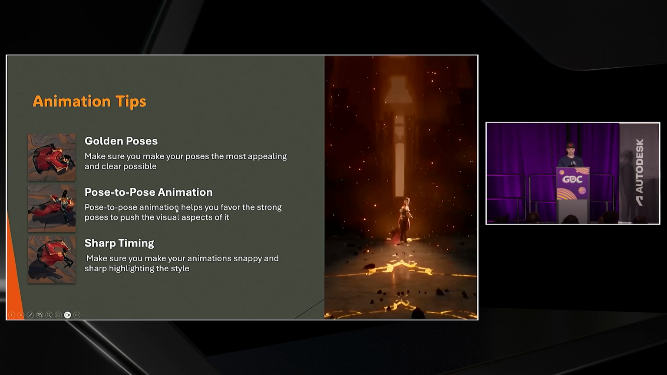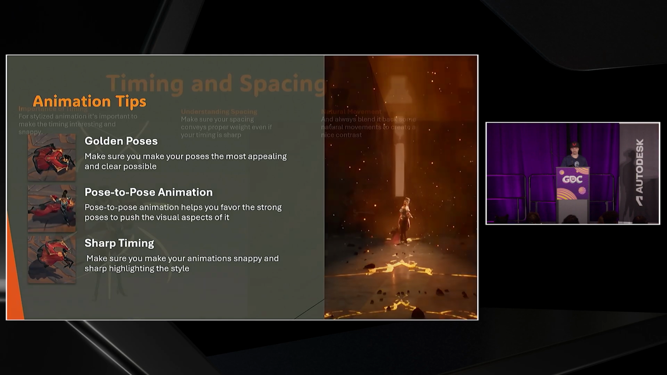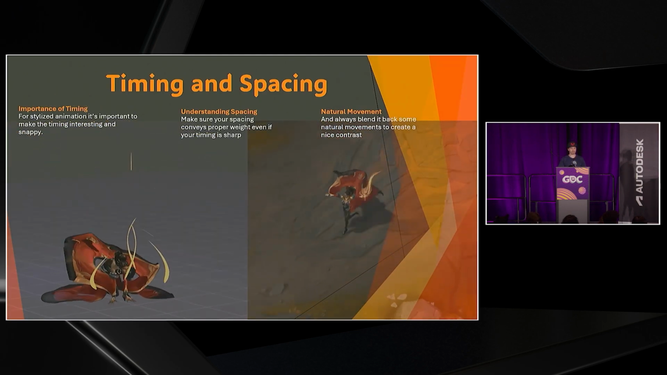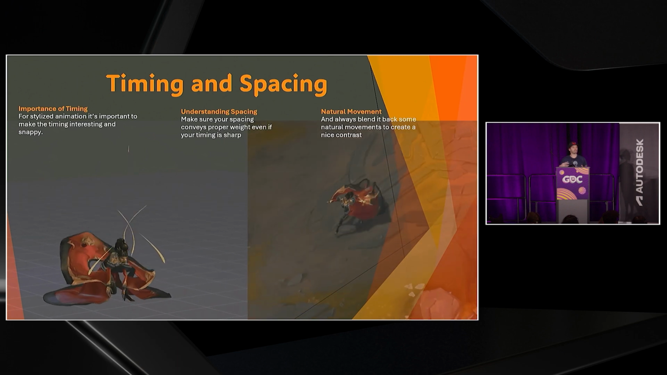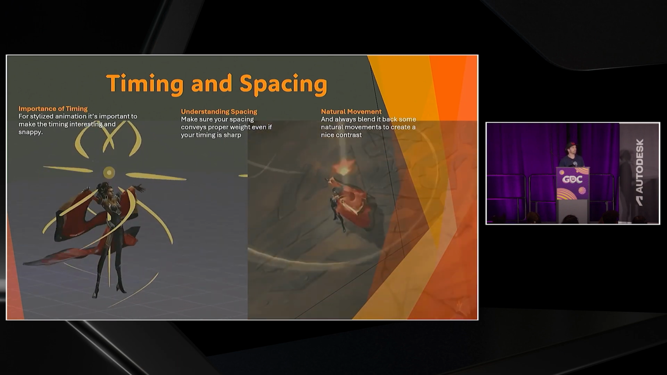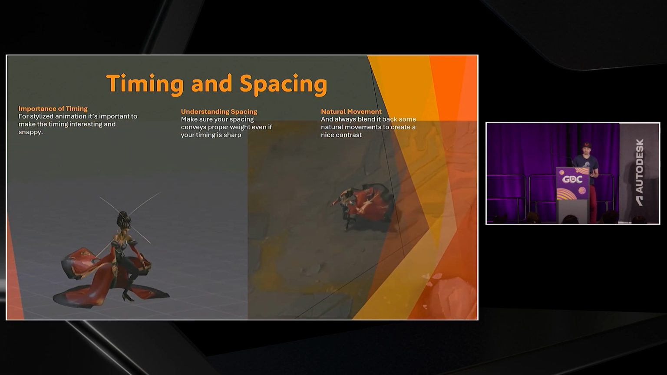And for League of Legends, the timing is very sharp. The animation is very snappy, but at the same time it feels realistic. Sometimes we use 2-3 frames animating at 30 FPS, but you still feel like the character has weight because of the resolution. And that's what I want to talk about here: timing and spacing. For stylized animation, it's important to make the timing snappy, but you can't just make everything snappy. The character is going to feel too light.